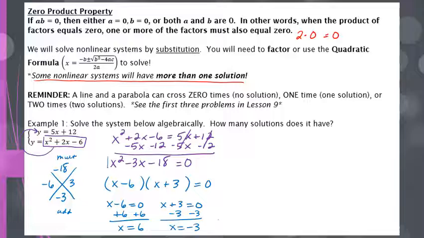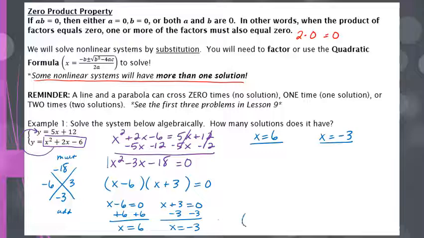I am not done yet. Right now I have two x values. What I need to do now is figure out what corresponding y values go with each of them. So because I got two x values, that means that this system has two solutions. So I have to do two more things of substitution, once for x equals 6 and once for x equals negative 3.